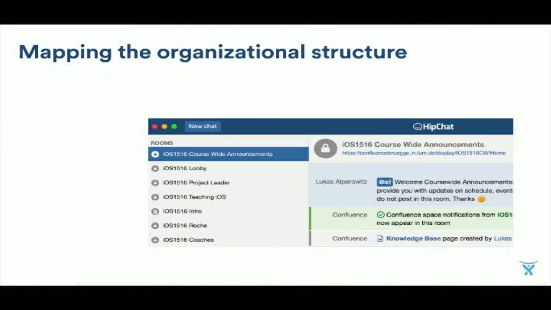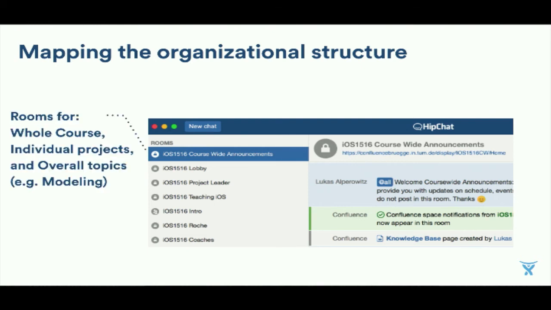So we didn't give them a blank HipChat space. We gave them some kind of structure. We mapped the organizational structure of our course in HipChat. So we created some rooms, and then they're free to create their own ones and adapt it to their way of working as they like. But first of all, we created rooms for the whole course, and rooms private to projects, where only the developers and project leaders of the project are members, and only they can see it.